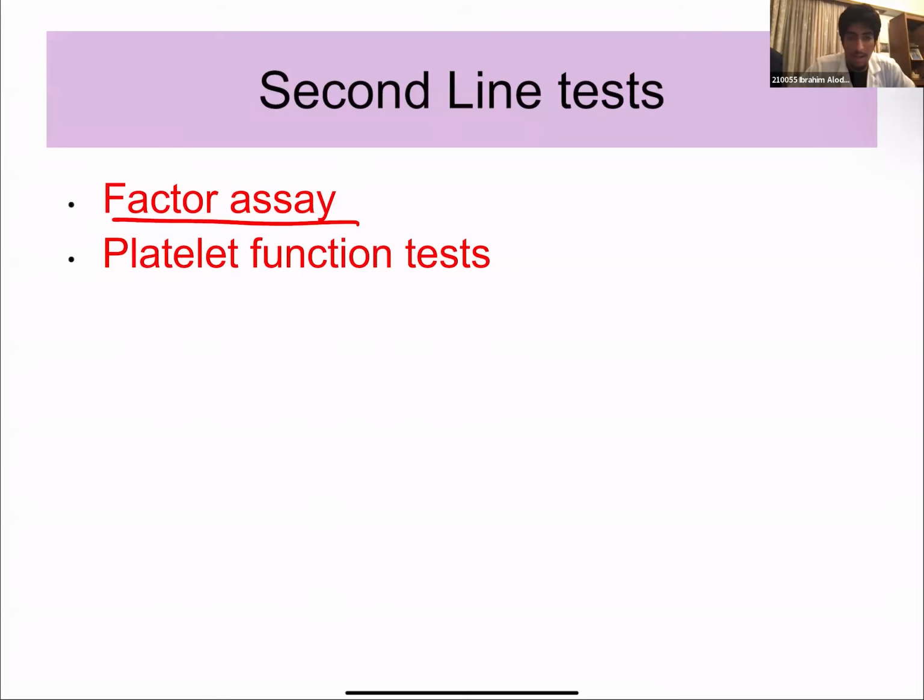For example, if a person has a normal PT, APTT, and platelet count, but their bleeding time is prolonged, you know that it's a platelet function defect. So you would say maybe this person has Bernard-Soulier or Glanzmann's. You would want to do a platelet function test to find out exactly what the issue in the platelet is. The bleeding time is prolonged, so you know there's a platelet defect, and then you do a platelet function test to check exactly what's wrong with the platelets.